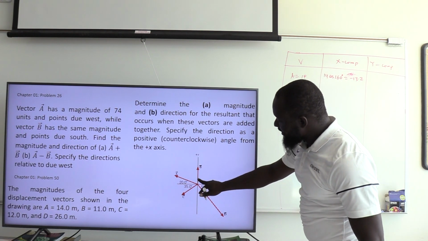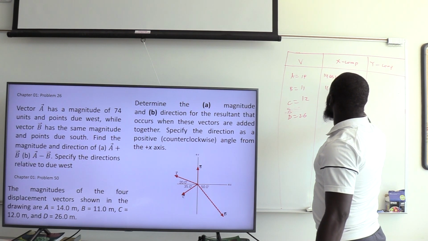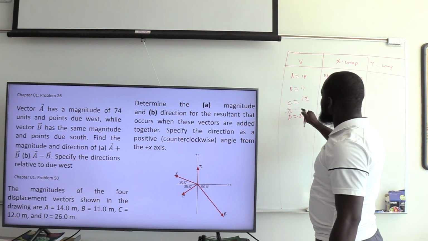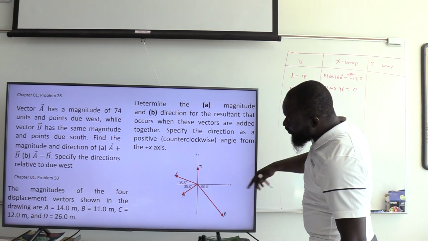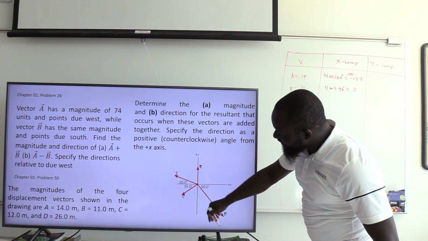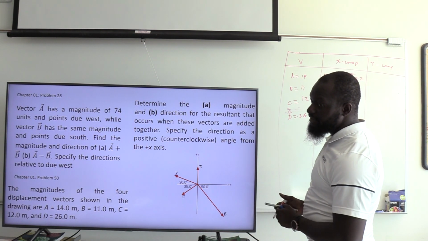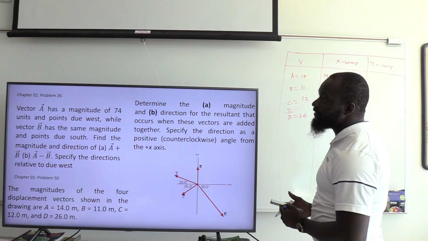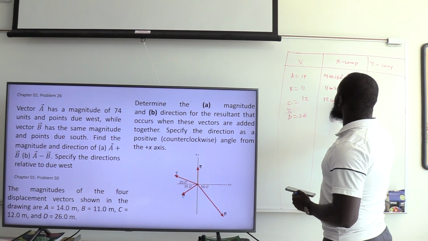Then I go to B. B makes an angle of 90 degrees with the positive x-axis. So B is 11 cosine 90 degrees, which gives us 0, because cos 90 is 0. Then C is 12 at an angle of 180 plus 35. So I do 180 plus 35. That's 215 degrees. So I do C, 12 cosine 215.